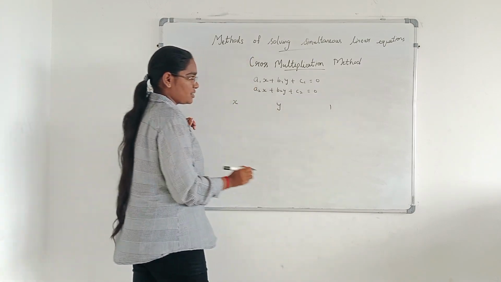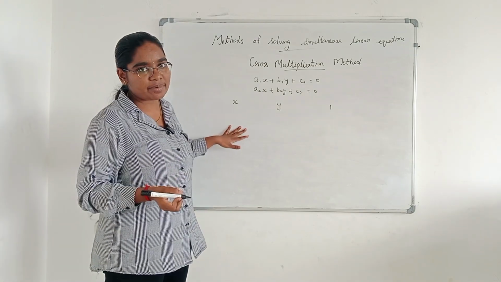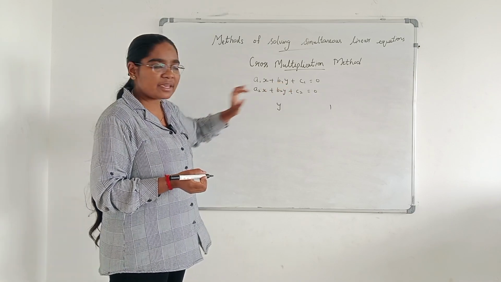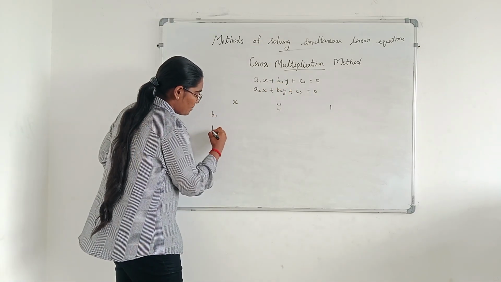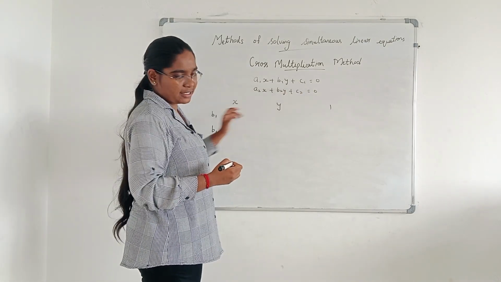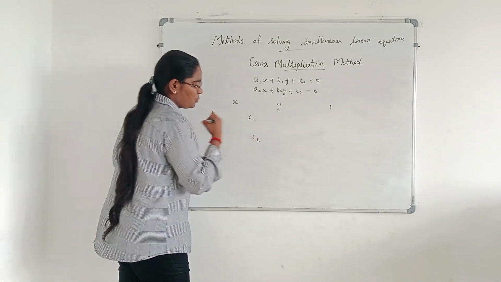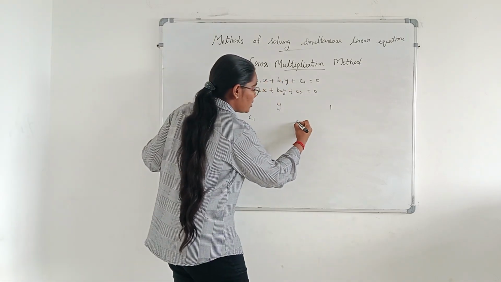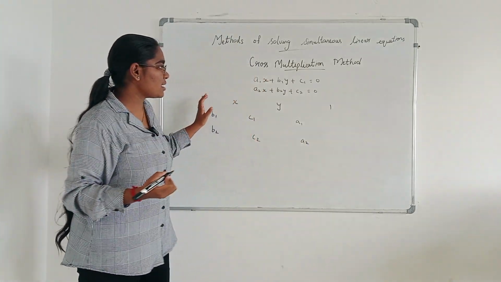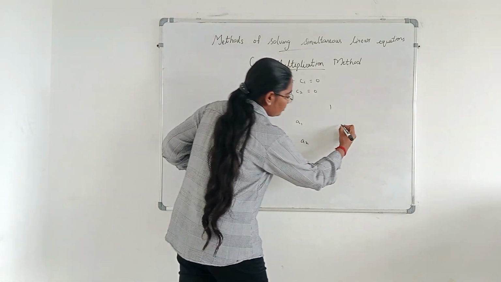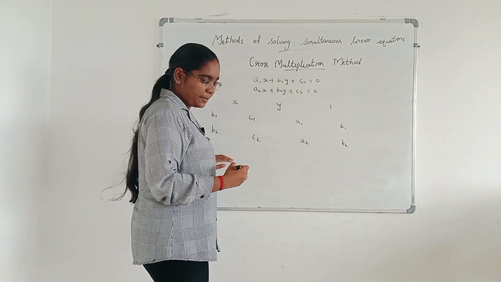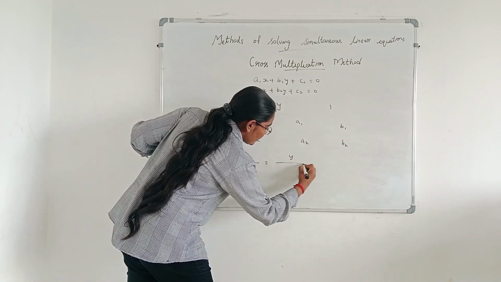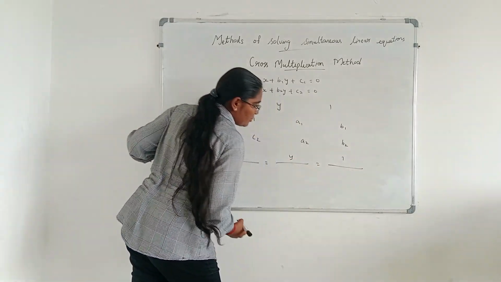This one denotes constant. Okay, in the next step, first write the coefficients of y. What are the coefficients of y? b1 and b2. Next write the constants here, c1, c2. Okay, next write the coefficients of x, a1, a2. Next again write this b1, b2 here. Okay, in the next step write x divided by equal to y divided by equal to 1, constant divided by.